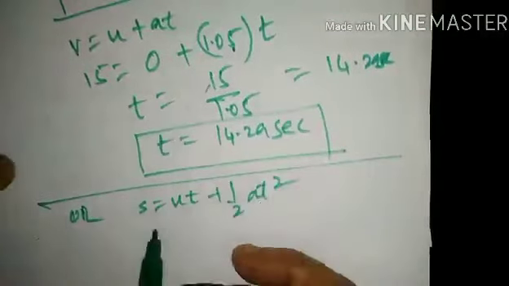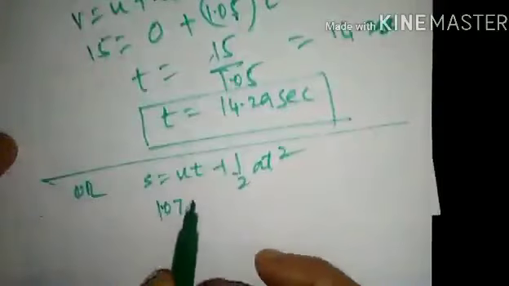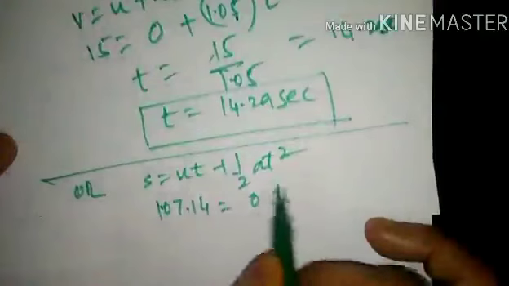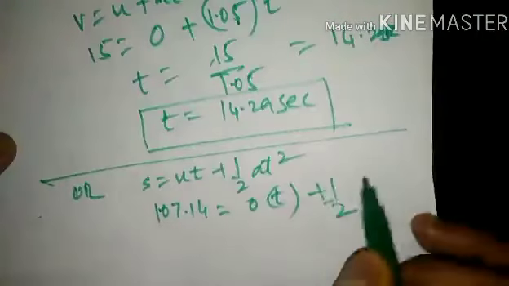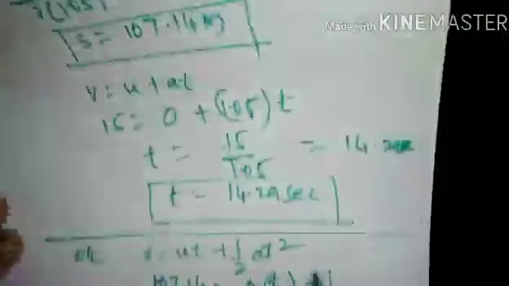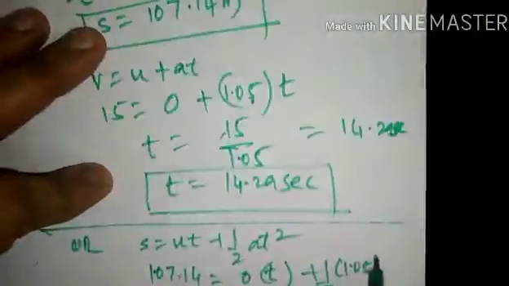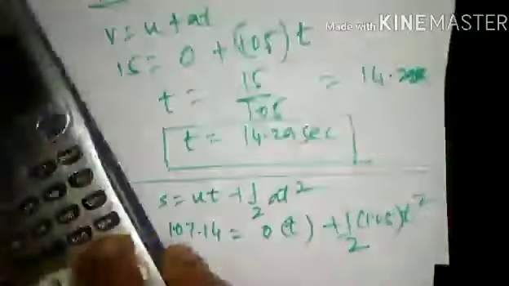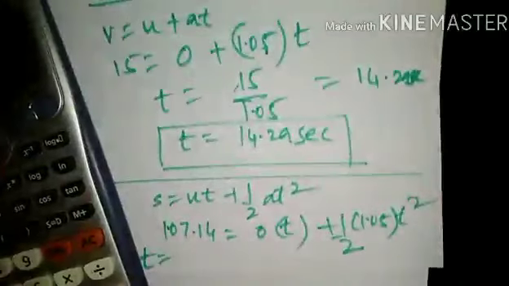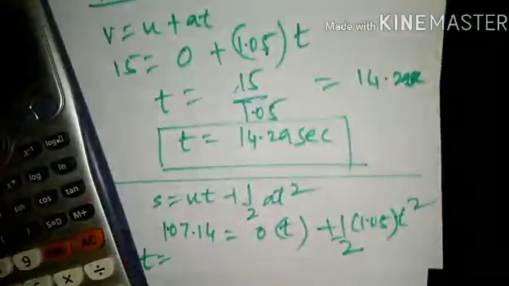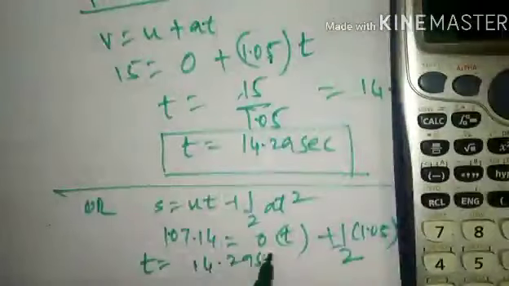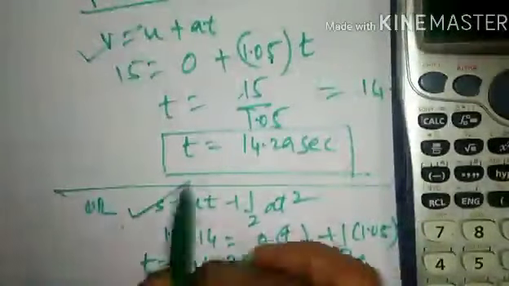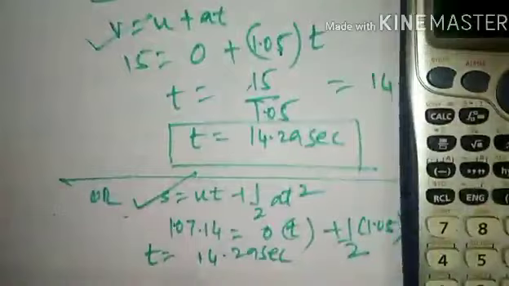So s, which has been calculated here, is 107.14. Initial velocity is 0, so that term will automatically come out to 0. Half a value has been calculated as 1.05, a value of 1.05, t square. So t value shall come out to 107.14 multiplied by 2 divided by 1.05, and you need to take the square root of this, whose value shall come out to 14.29 seconds. So whether you use v is equal to u plus at or s is equal to ut plus half at square, the solution will come out the same.